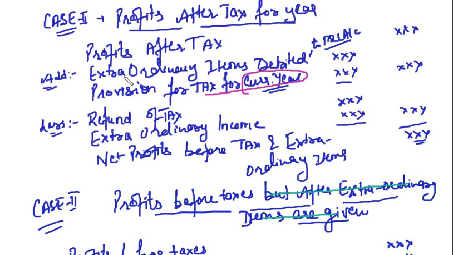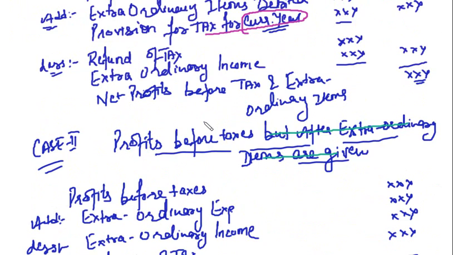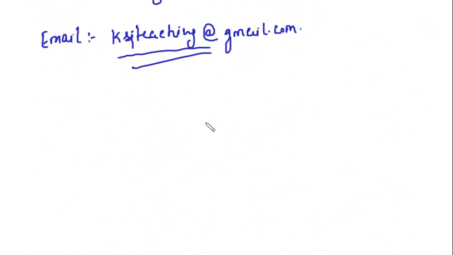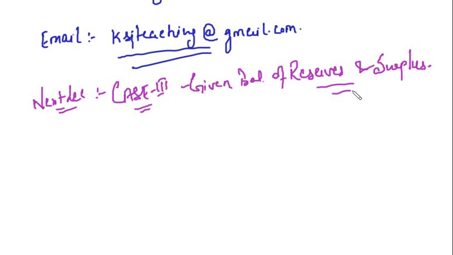So these were the two cases regarding calculation of net profit before taxes and extraordinary items. In the next lecture, we'll do case 3, right? We will be given the balance of reserves and surplus. In the first two cases we were given the net profits, but in the third case we will be given the balance of reserves and surplus.